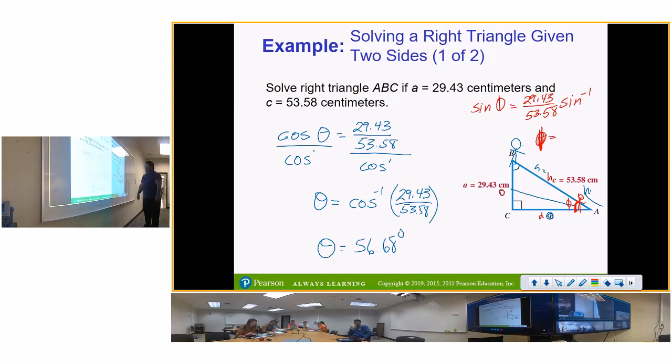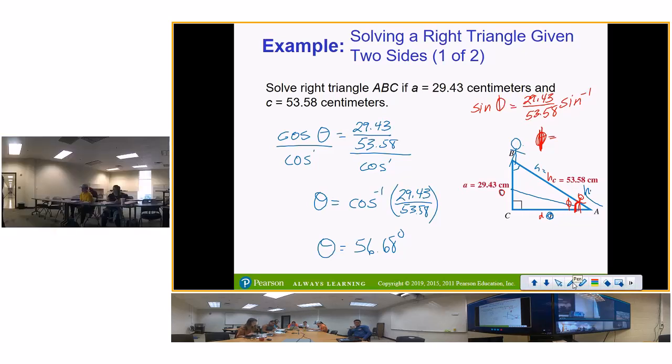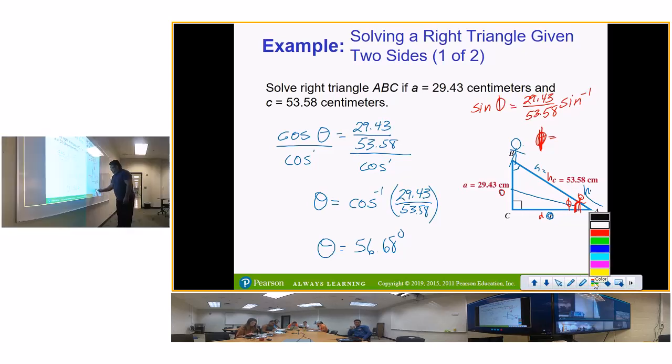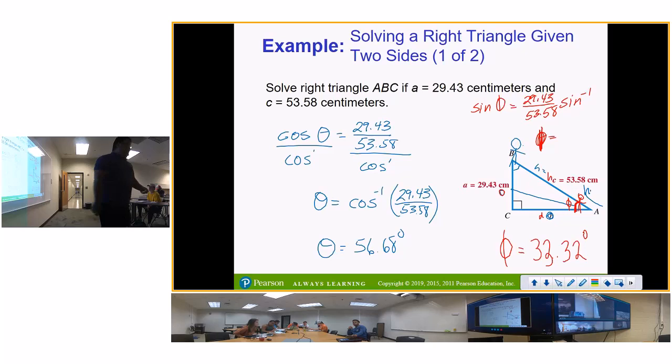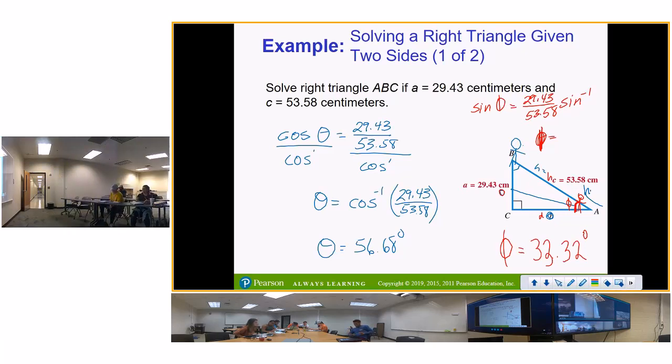Should they be the same? Not really, because they're two different what? Two different angles. You're at 33.32. Now add those two up and see if you don't get 90. It's a miracle.